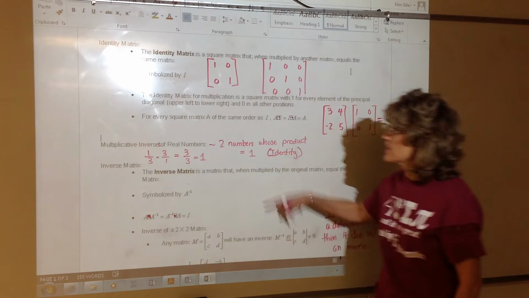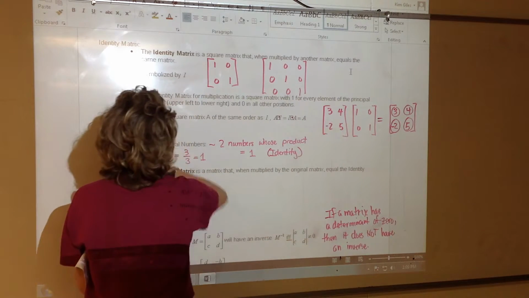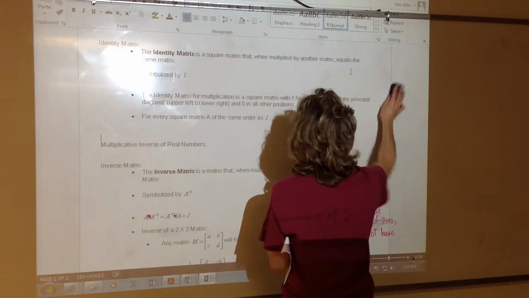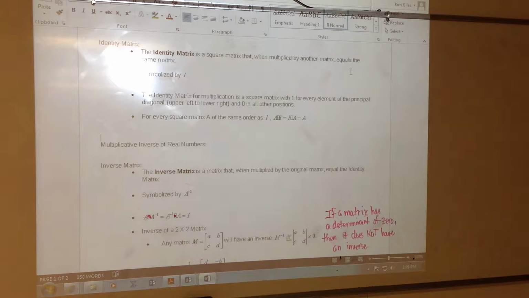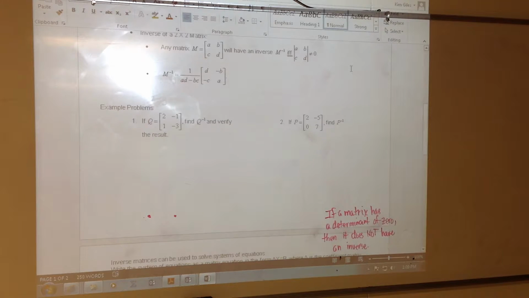Let me scroll this up, because we need to learn how to find the inverse for a 2 by 2 matrix. It's hard to scroll if I need to scroll again. This is good right now. If I need to scroll it, I'll get you to do it.